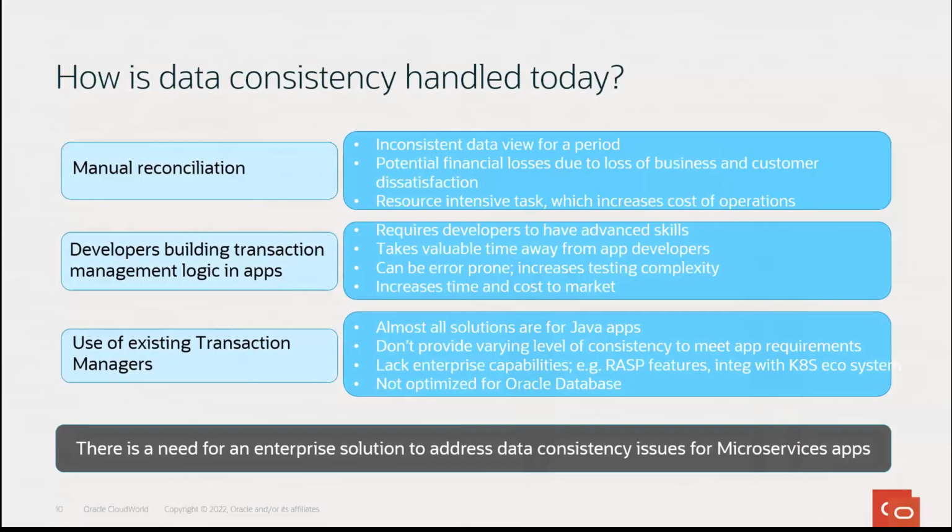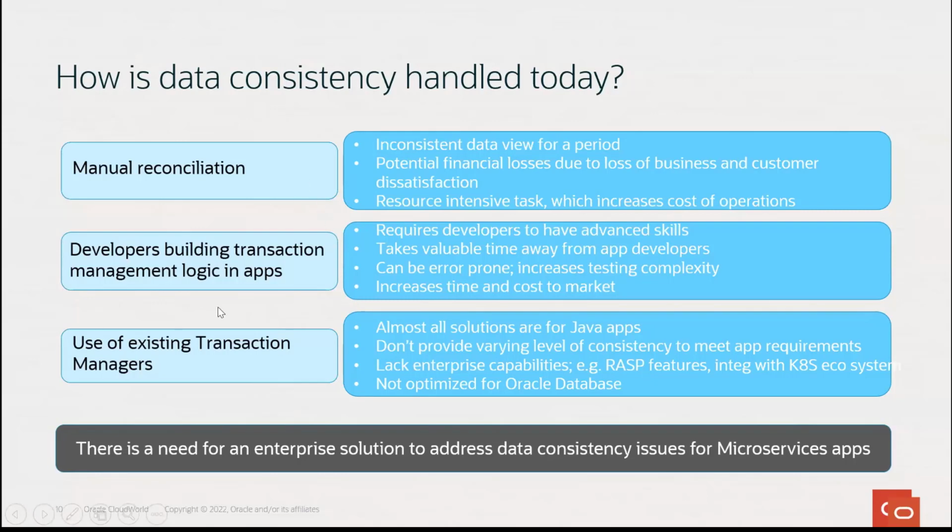So how is inconsistency handled today? There are various ways. First of all is manual reconciliation. At the end of the day, end of the week, or whatever frequency you decide, you might want to reconcile all the data sources that you have and see if they are in a consistent state. This is, of course, a very manually intensive process. It takes time and it's error prone to begin with. So it's all manual, and that causes a lot of errors.